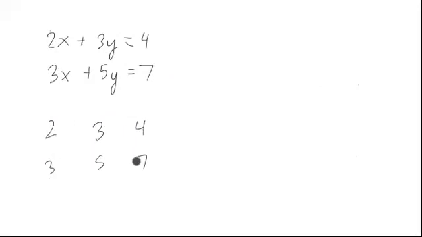Now, what we'd like to do is end with something that looks like 1, 0, something, 0, 1, something, because this means x plus 0y, so x equals something. And likewise, this would be like y equals something. So we're going to be adding rows, which is like adding equations together in such a way that we get this.